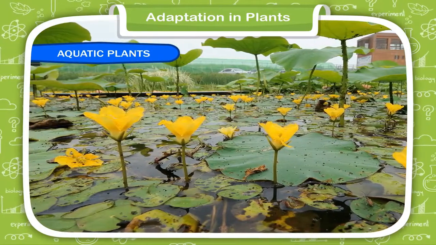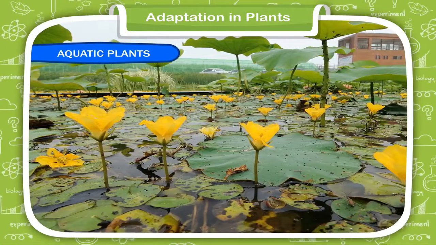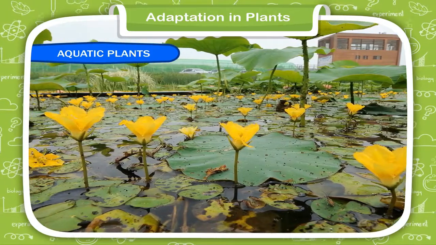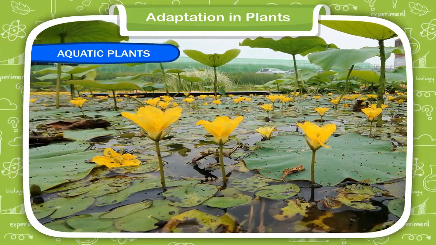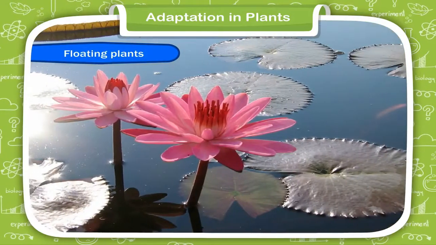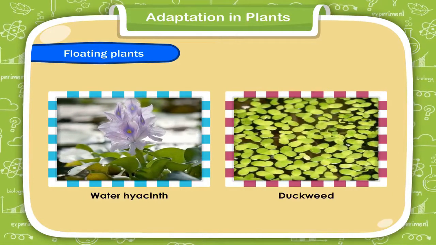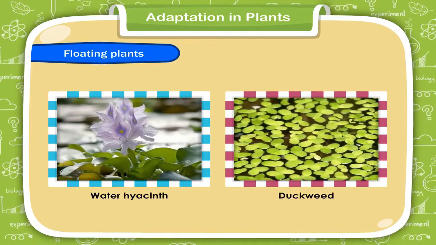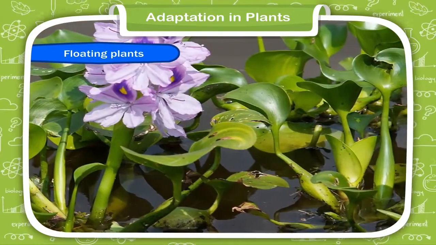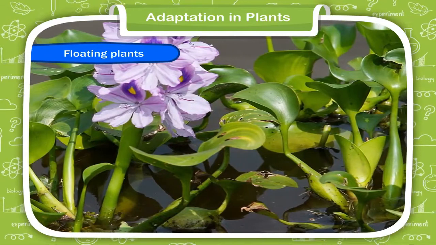Aquatic plants. Some plants grow in water. Plants that grow in water are known as aquatic plants. Aquatic plants are of three kinds. Floating plants. Some water plants such as water hyacinth, duckweed, etc. float on the surface of the water. They have light and spongy stem which helps them to float on water.